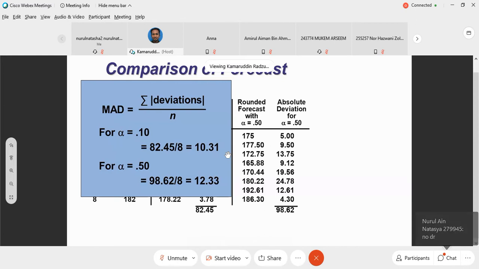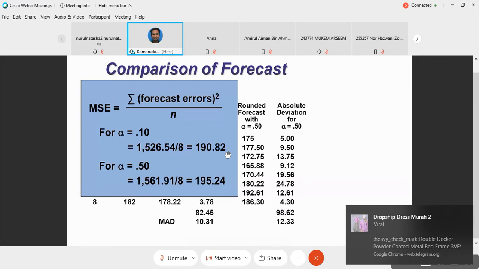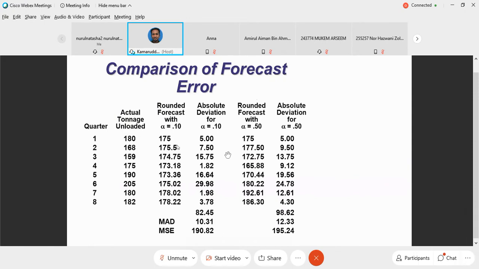Okay, we proceed to the next technique in measuring error in the forecast: mean square error. In mean square error, we square the value of deviation that we have. For example, the square value for the absolute deviation for quarter 1 is 5 multiplied by 5, so we have 25.